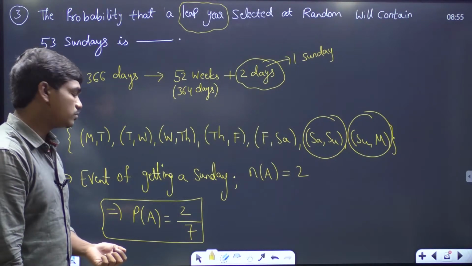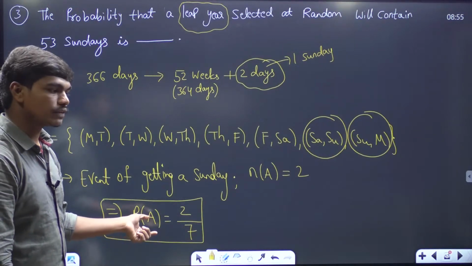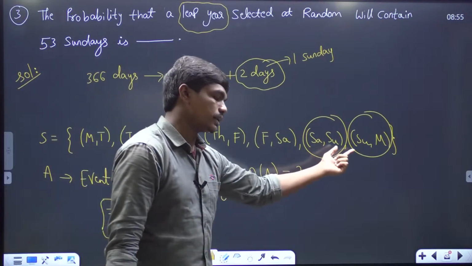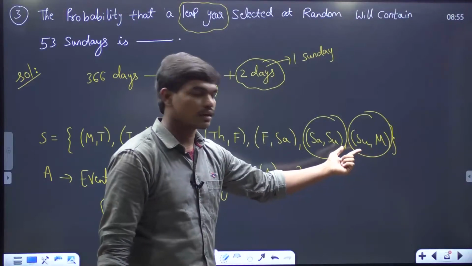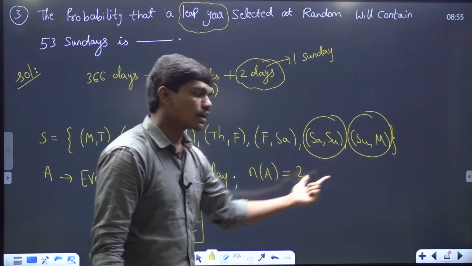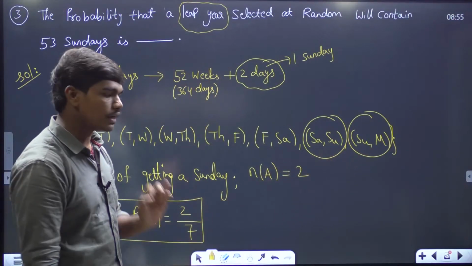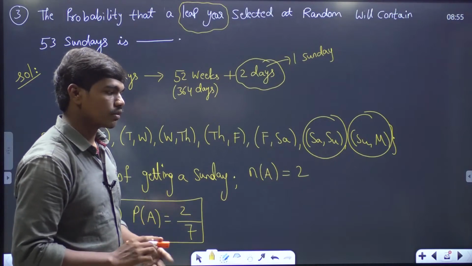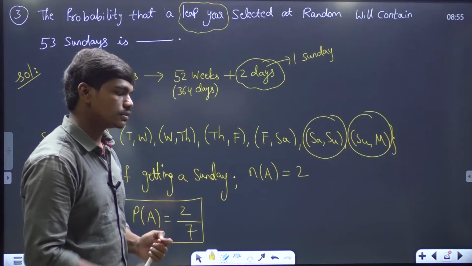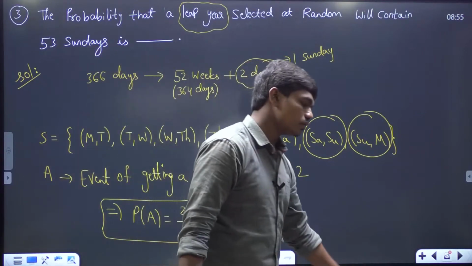Clear to all of you? Why it's 2 by 7 and why it's not 1 by 7? Because you have 2 possible cases of getting a Sunday in 2 days selected at random. Okay, clear? Did you all understand why it's 2 by 7? See, I just applied the definition of probability after understanding the question. Clear to all of you?